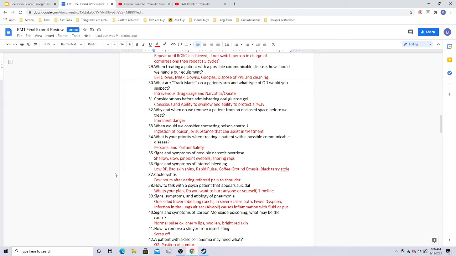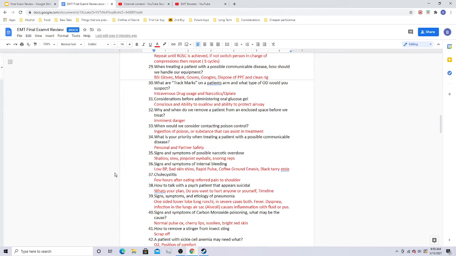Signs and symptoms of internal bleeding. So this is implying all internal bleeding. So low blood pressure, bad skin signs, rapid pulse, coffee ground emesis, black tarry stool. So obviously with the GI bleed, you will be seeing coffee ground emesis if it's an upper GI bleed, and black tarry stool if it's a lower GI bleed.